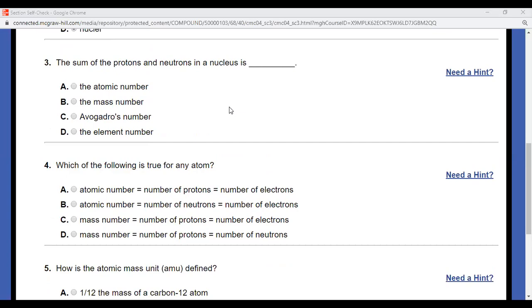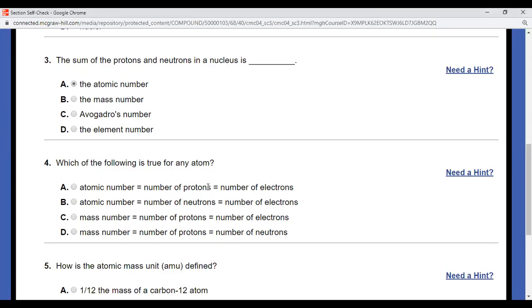Thamer, question number 3. The sum of the protons and neutrons in the nucleus. What is the concept of the sum of protons and neutrons? The atomic number. Okay.